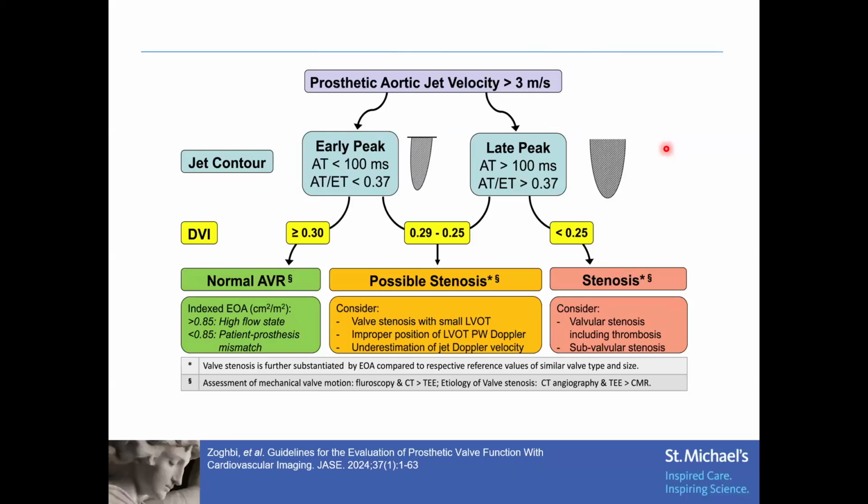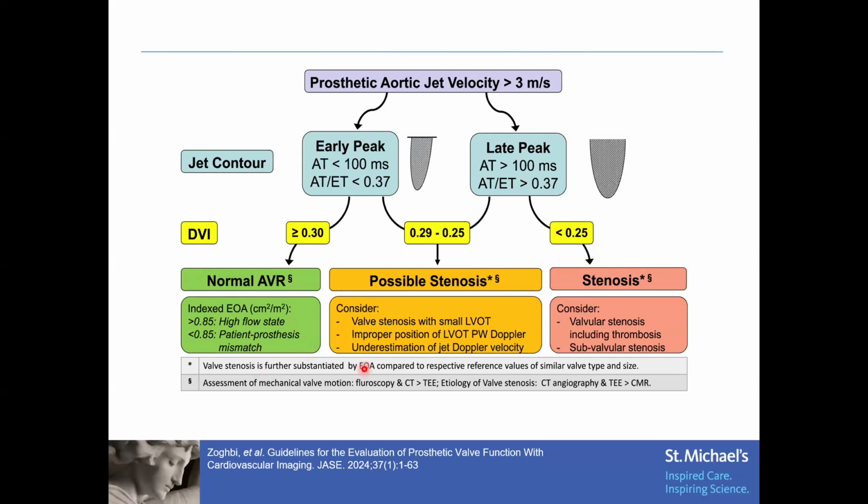If the acceleration time is less than 100 milliseconds, it's, again, more likely to be normal than abnormal. If it's over 100 milliseconds, it cues you into abnormality. Further step that you can introduce now is the acceleration time over ejection time ratio. The number there is 0.37. So if it's over 0.37, more likely stenotic, less than 0.37, more within normal. Third step would be to look at the DVI, dimensionless index. Here the number is 0.25 as the cutoff. So if it's less than 0.25, more likely to be stenotic valve. And if it's more than 0.30, more likely normal.